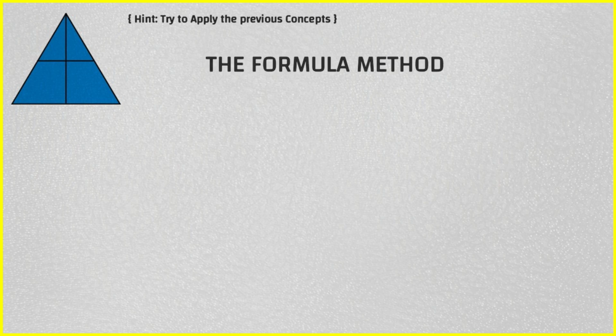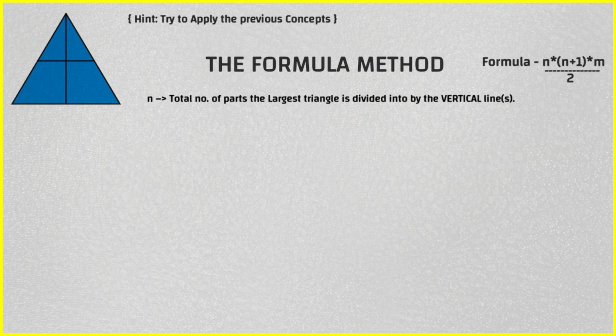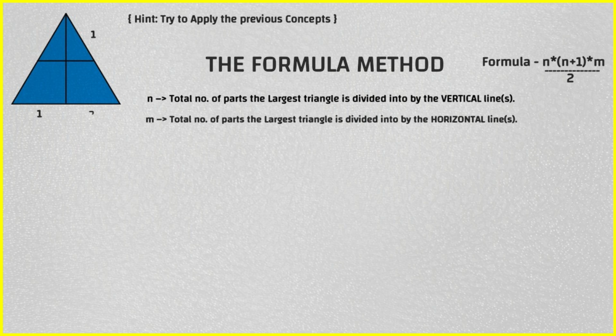First, let's use the formula method. So the formula goes like this: n into (n plus 1) into m, whole divided by 2. In this formula, n represents the total number of parts the largest triangle is divided into by the vertical lines, and m represents the total number of parts the largest triangle is divided into by the horizontal lines. Here we can clearly see that the largest triangle is divided into 2 parts by both horizontal and vertical lines. So in this case, n and m both are equal to 2.